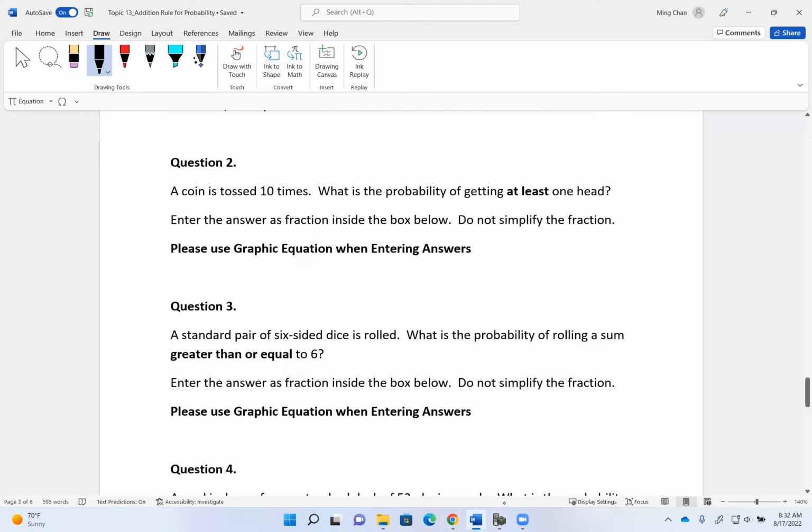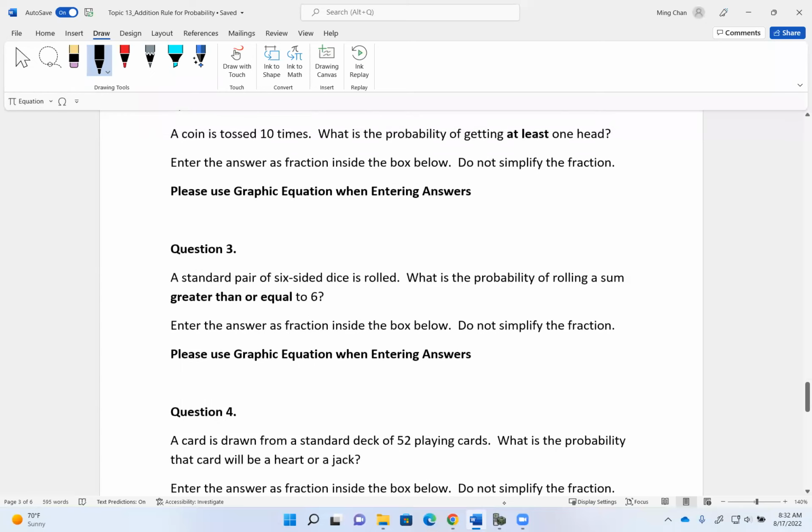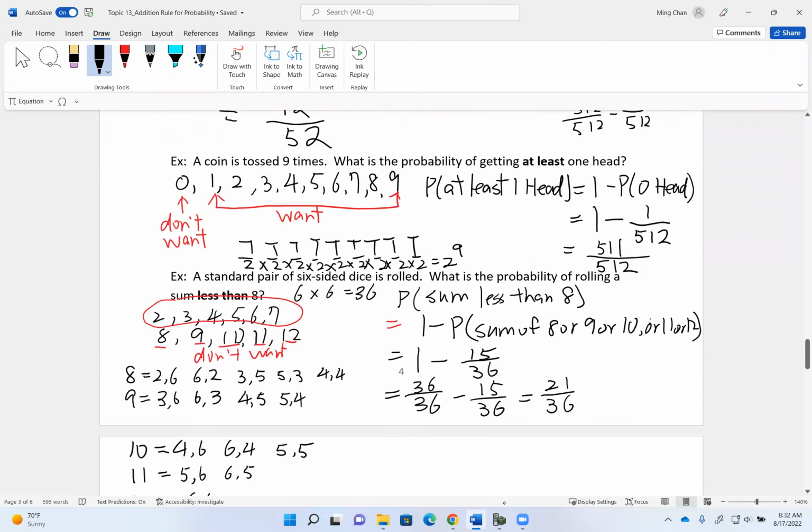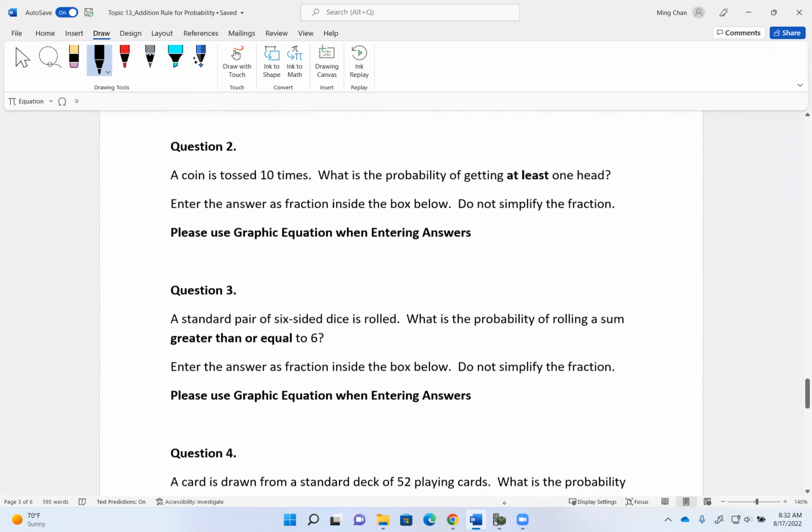Okay, so make sure when you enter your answer, it's a fraction. Use the graphical equation to enter answers and do not simplify the fractions. Okay, make sure you don't simplify it. So no decimal, none of that. So it's very much just like the way I write my answers. Okay, do not simplify any fractions.